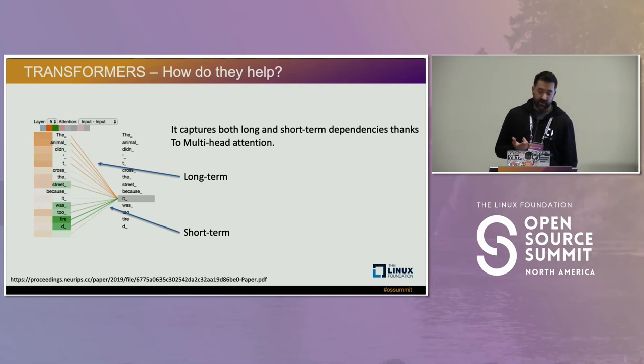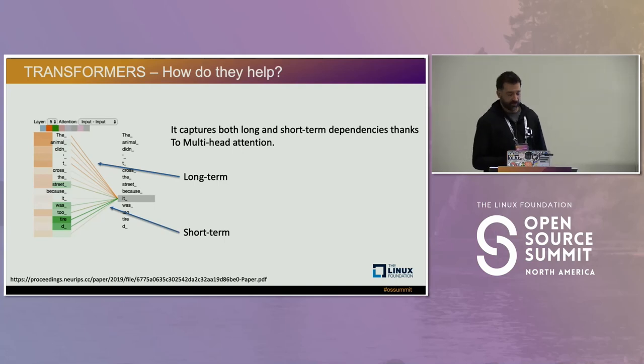So now we can imagine that transformers can be useful, because they can detect short-term dependencies. As I said, with multi-head attention, you can have one attention head focusing on only one part of the text, and another head able to detect long-term dependencies.